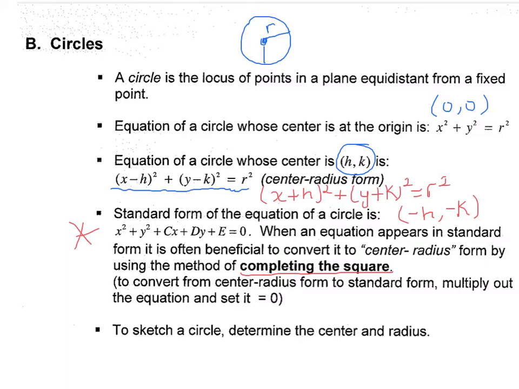If you're going to convert center radius form to standard form, the best method would be to multiply out the equation and then set it equal to 0. If you're going to sketch a circle, you must determine the center and the radius. Okay, with this all being said, let's talk a little bit more about center radius.